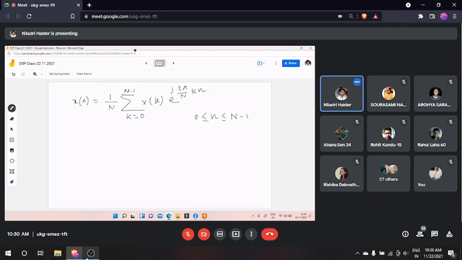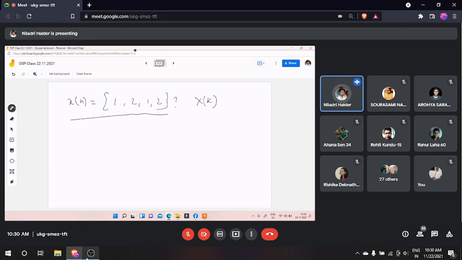Okay, if it is clear to all of you, then suppose one problem is given like that: x n equal to 1 2 1 2. That is the problem. You have to calculate X k, meaning you have to calculate the DFT of that sequence x n. So here you have 4 samples, 1 2 3 4. So capital N is 4, as there are 4 samples.